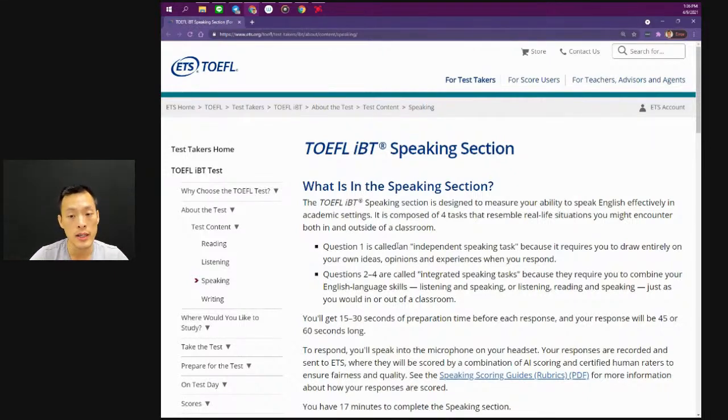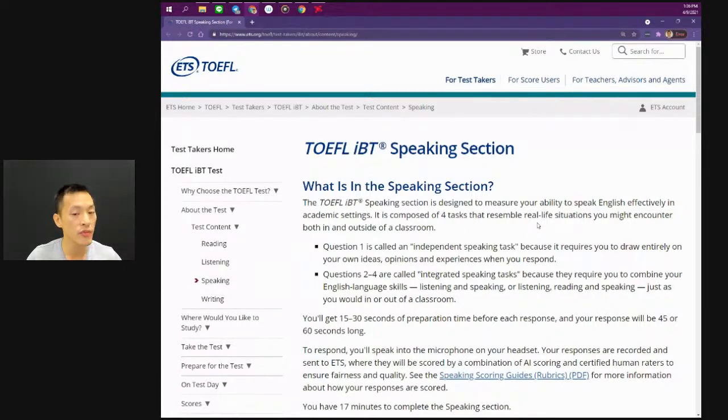In question 1, they will give you a question and you will have to draw your answer entirely from your experience and your opinions, right? I believe this one scores more compared to the other 3. Like for an individual question, this one scores more because you are producing the answer independently. So it has to come from you. You synthesize your opinions and give the answer, right? So that's question number 1.